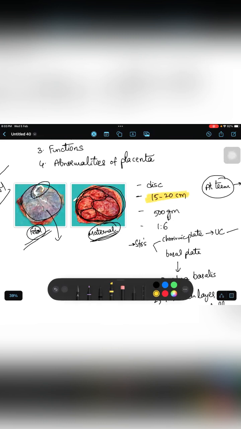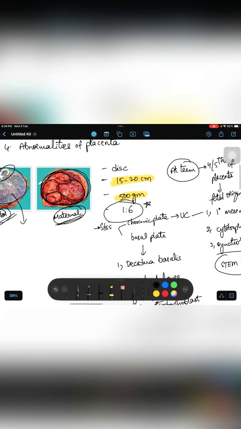You also have to write the weight of the placenta. At term, the placenta weighs around 500 grams, and the proportion of the weight of the baby to that of the placenta is 6:1. Don't worry, I'll be giving you the notes as well for this, and I'll tell you which topic is good in which book.